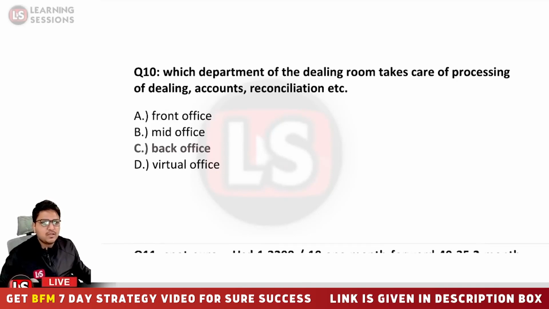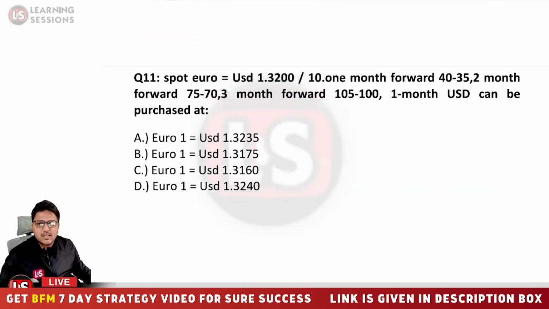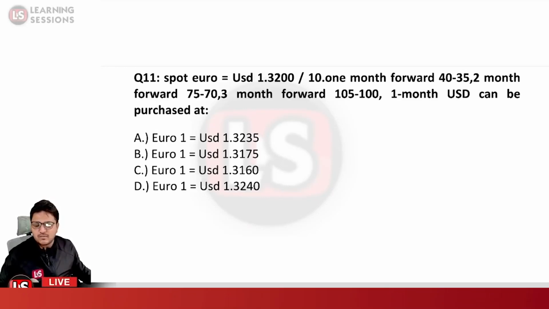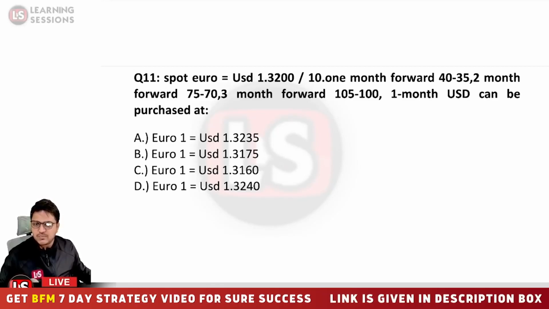Let's move further. Question number 11. It says the spot rate is given to be USD 1.3200/10. One month forward, two month forward, and three month forward rates are given. One month forward USD can be purchased at what price? Which of the following will be the right answer?